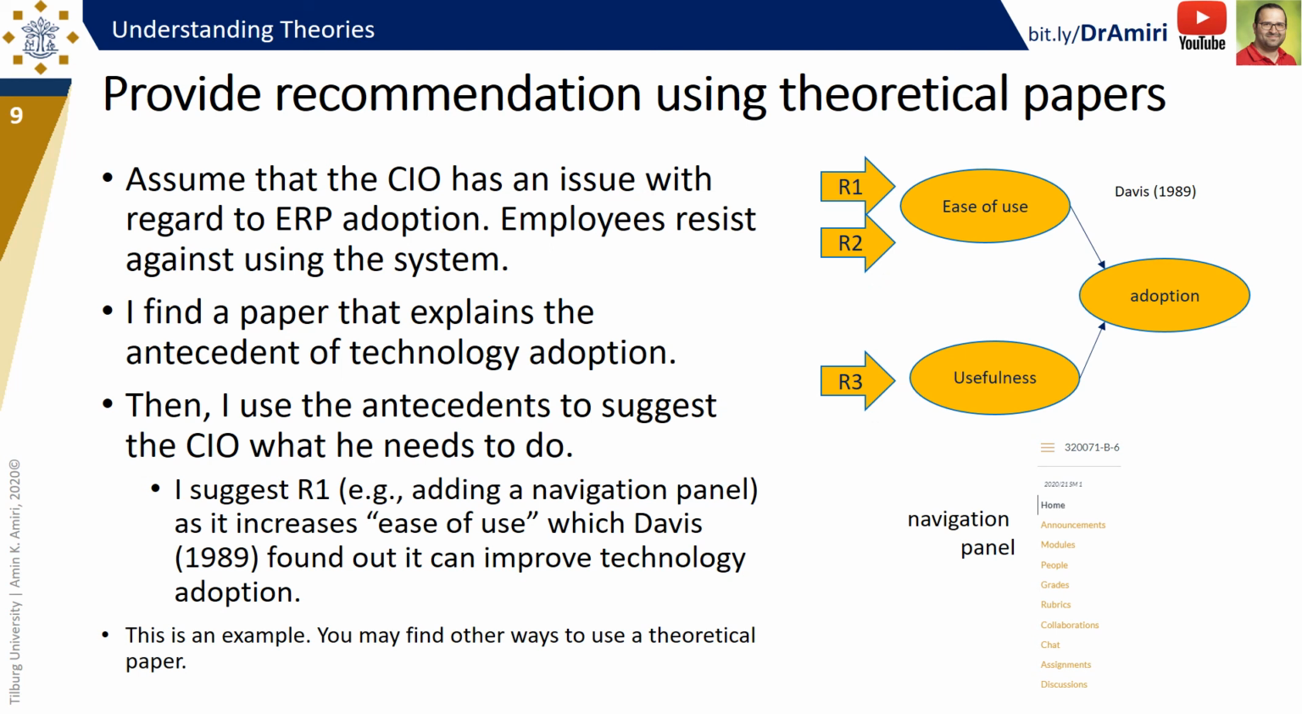For example, he has to increase ease of use. He has to increase the perception of usefulness of the system. How can he do that? Then you can be creative and use the paper to suggest what needs to be done.